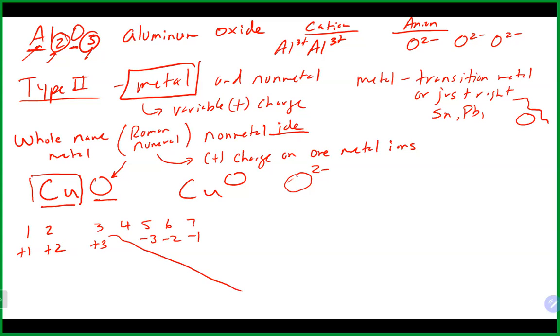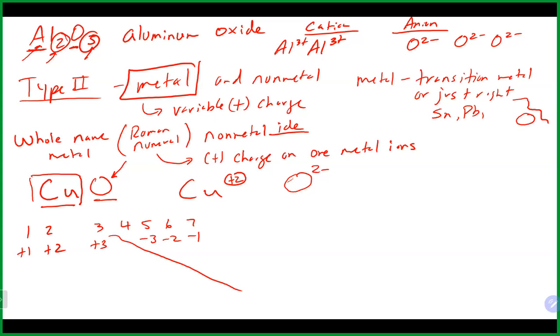So since oxygen is -2, and we know whenever we put something positive and negative together, it needs to equal 0 in the simplest way possible. In this case, the simplest way possible for this to equal 0 is that the copper would have to have a +2 charge to balance out the -2 that's on the oxygen.